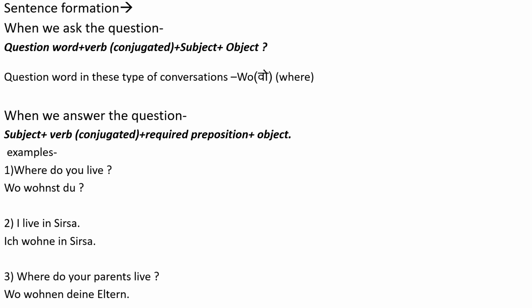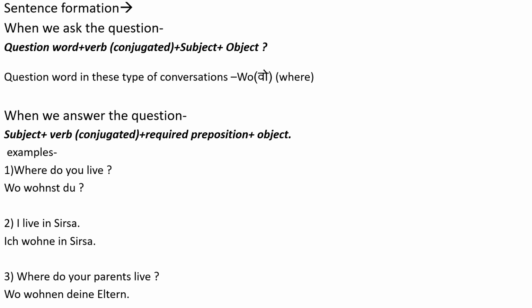The answer may be, I live in Sirsa. At first the subject, that is I, meaning ich. At second position, to live, wohnen. Wohnen is conjugated according to ich, so ich wohne. Then the preposition, that is in, then the object, Sirsa.